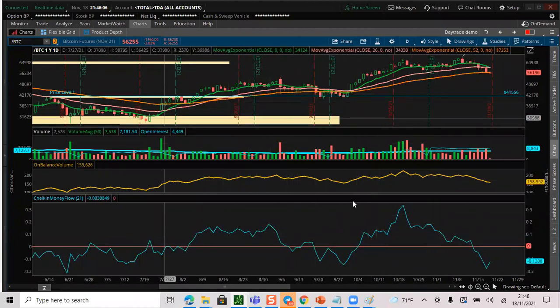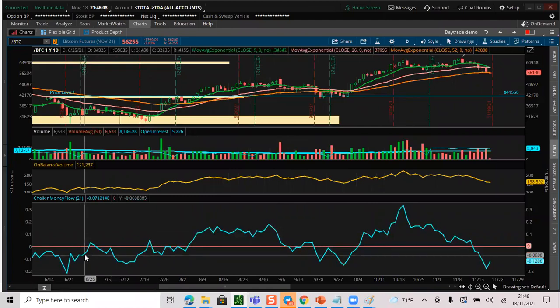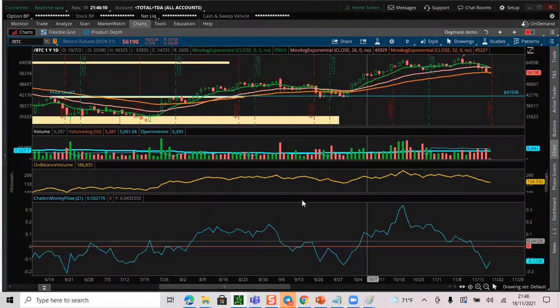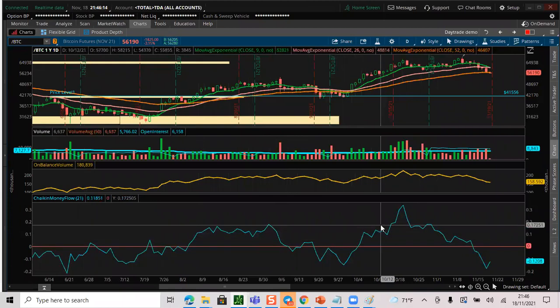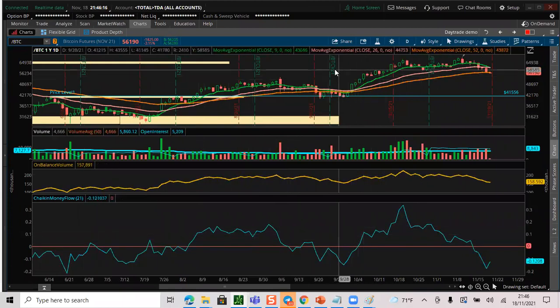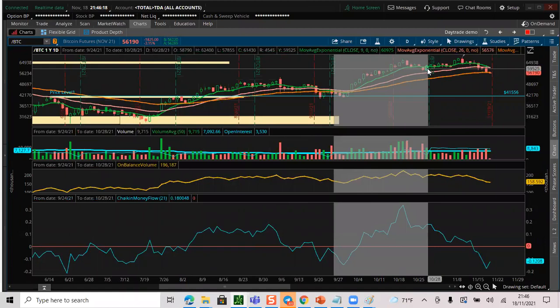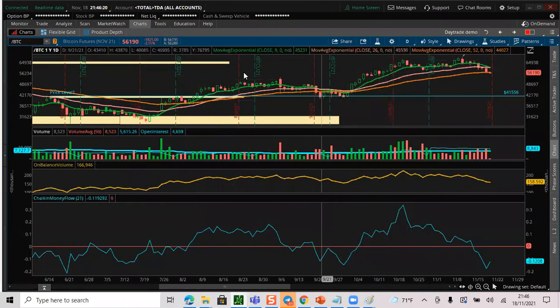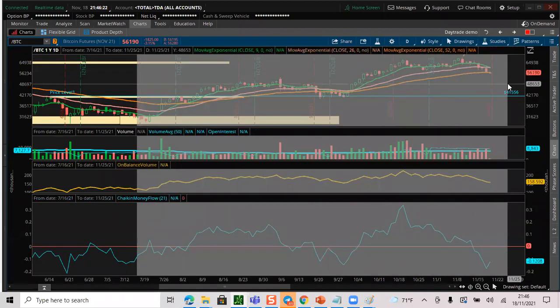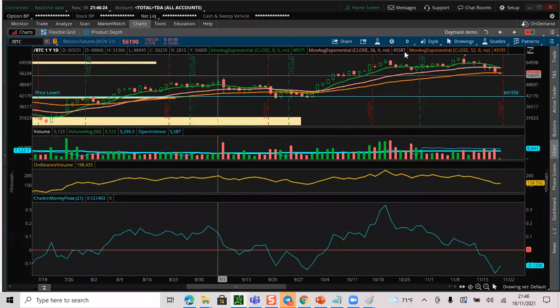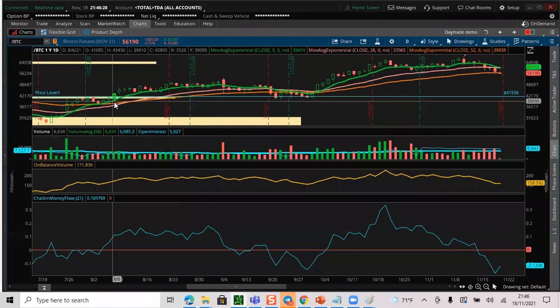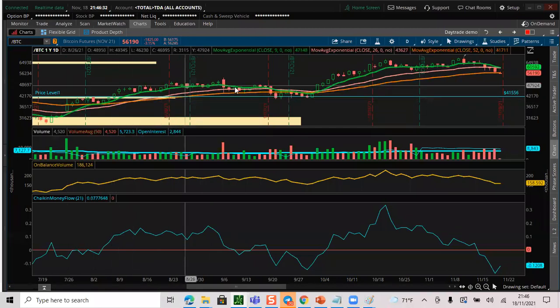Just using this money flow indicator alone, sometimes you might have false breakouts too. Always use it with other indicators, I would say. So let's see here. Let me increase this. The 9 above the 26 is a clear buy signal, right? And then Bitcoin just keeps going up.